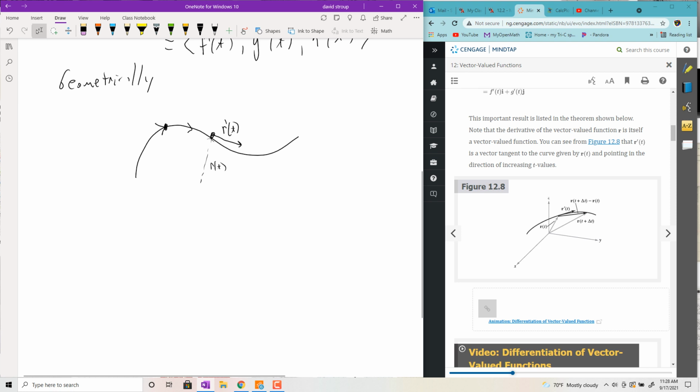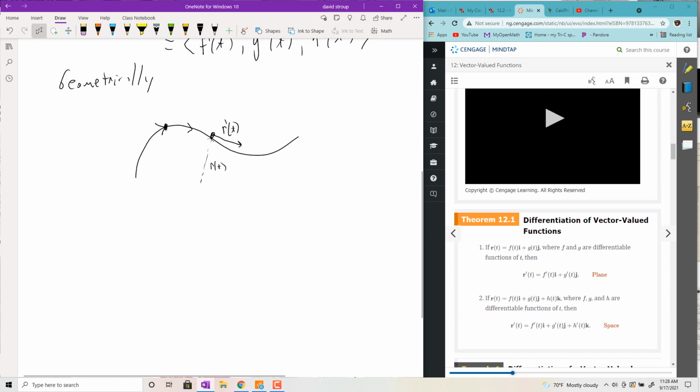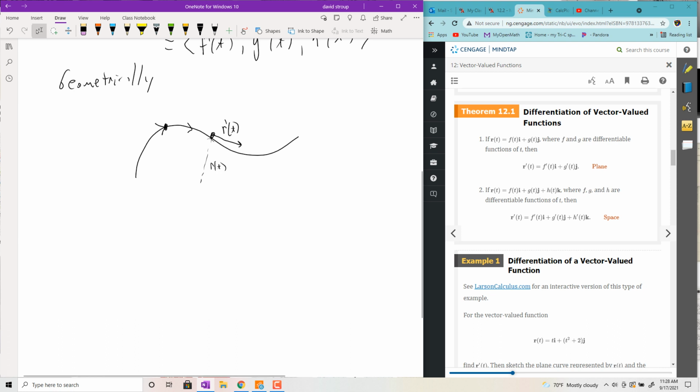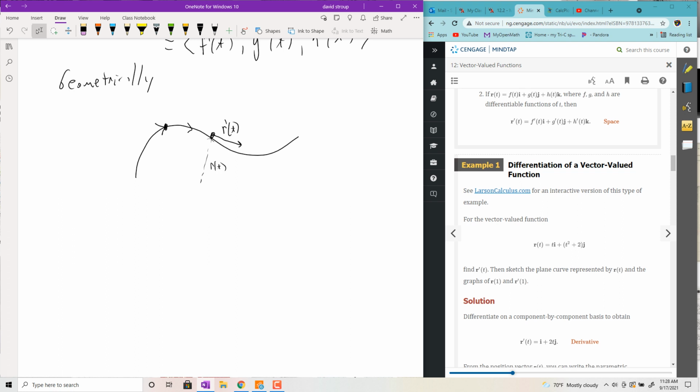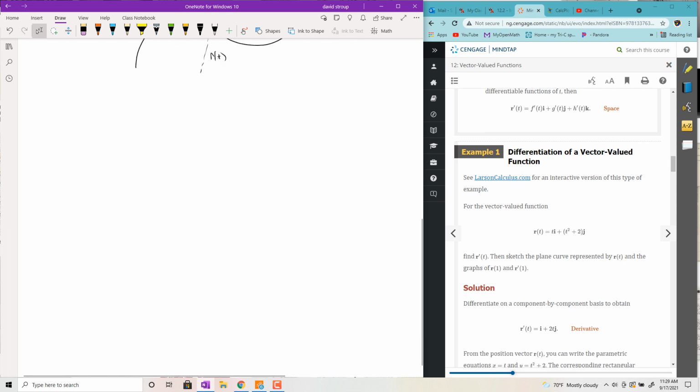Back in Calc 1, if you had a plane curve, the derivative would tell you the slope of the tangent line to the curve. Now we're actually getting a formula for these tangent vectors directly from the derivatives. Anyways, you can differentiate by differentiating the components. Let's take a look at example 1.